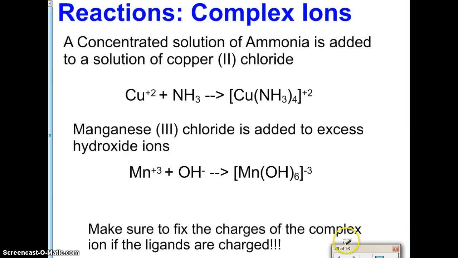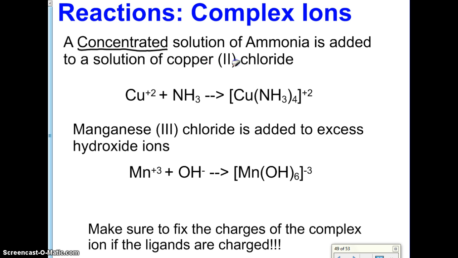Okay, just so we can see this, let's say a concentrated solution of ammonia is added to a solution of copper 2 chloride. The key here is concentrated. There has to be a significant excess of that particular ligand. And again, our 3 ligands are ammonia, chlorine, or hydroxide, are the 3 that we're really looking for here. So we have ammonia here, and we have chlorine here. But we have concentrated ammonia, meaning we have a lot of ammonia. So it's going to be our ligand. Again, oversimplified, but those are the rules we follow.